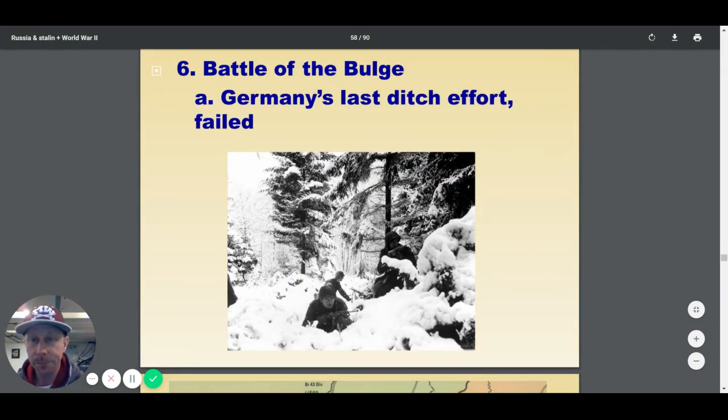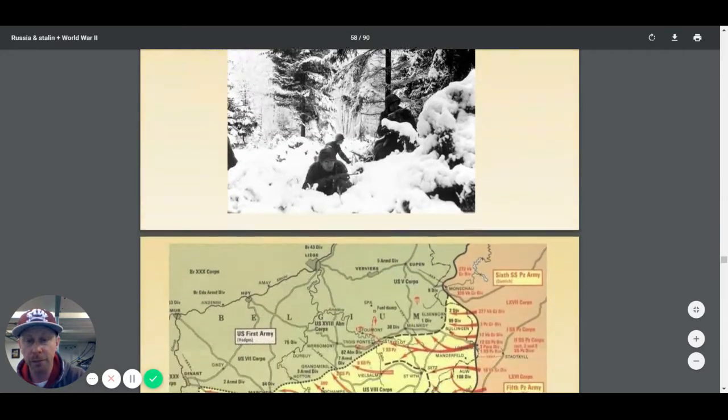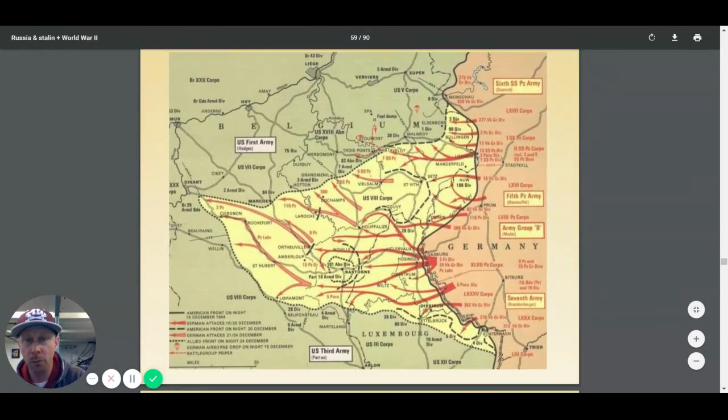On to slide 58 here, the Battle of the Bulge. This was Germany's last-ditch effort, which failed. At this point, the best troops of Nazi Germany had either been overtaken, had been captured, or killed. So now they're to the point where civilians, even kids from the youth Nazi groups, were called on to fight in this last battle. And fortunately for the Allies, this failed for the Germans, and this was a big victory for the Allied forces as they move now into Germany.